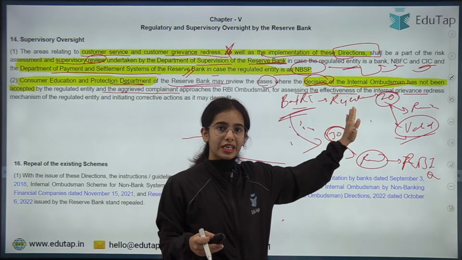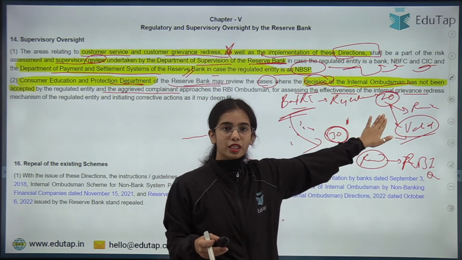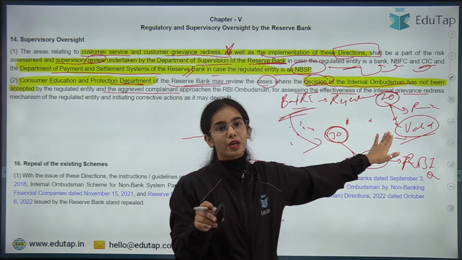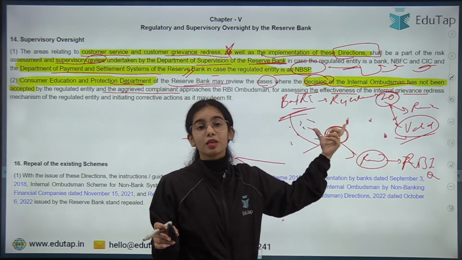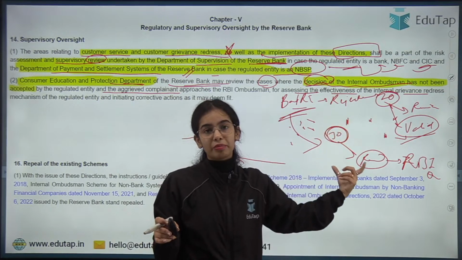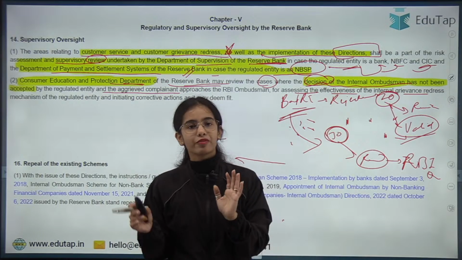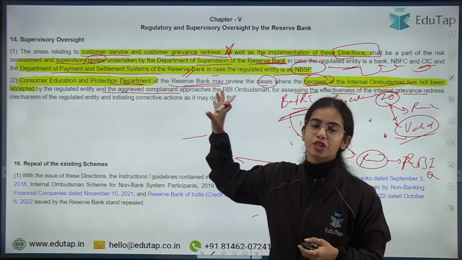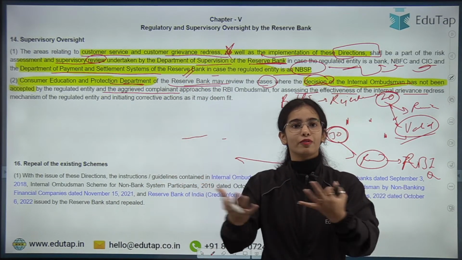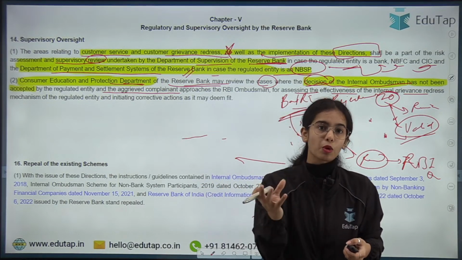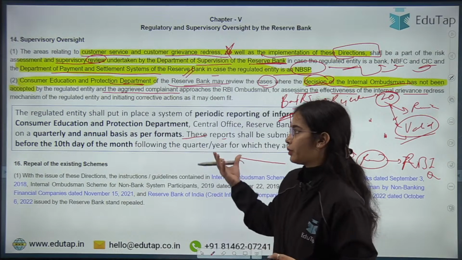Now, if they are rejecting the complaint and the internal ombudsman is reviewing the complaint and validating that the complaint is valid, even then if the banks are not hearing the complaint, then if the person goes to the RBI ombudsman, the CEPD, the Consumer Education and Protection Department, will look after it and do an audit of the whole internal grievance system, to see what the problem is with the bank and the regulated entity.